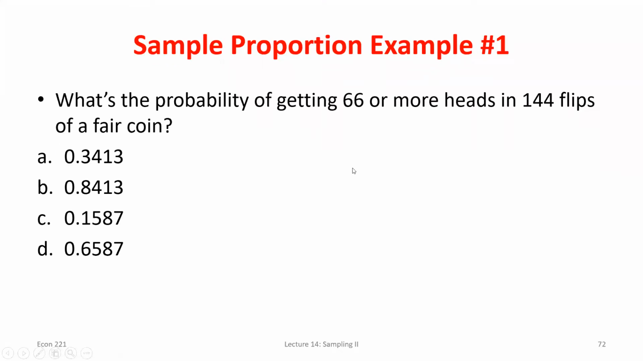So this one's a little bit different. What's the probability of getting 66 or more heads in 144 coin flips, right? Well, if it's a fair coin, then we know the population proportion is going to be what? Still 0.5, okay?